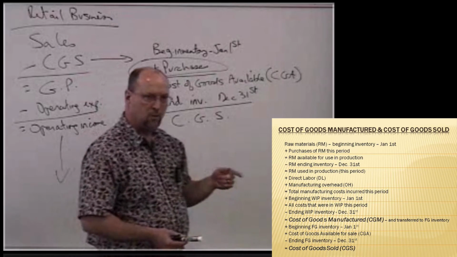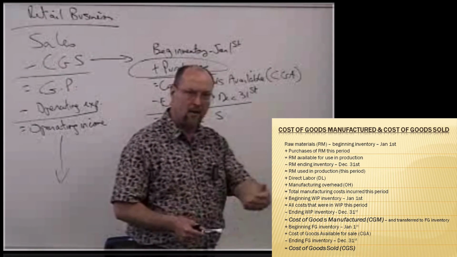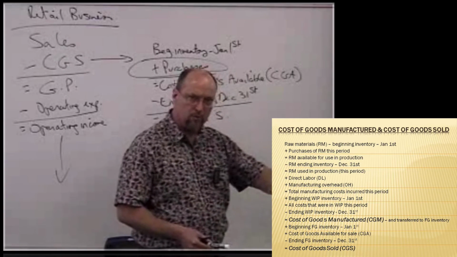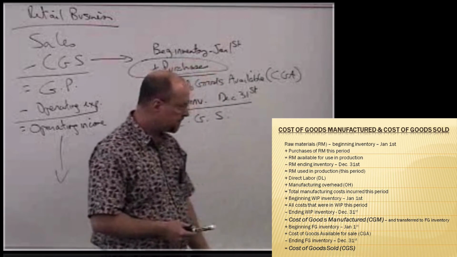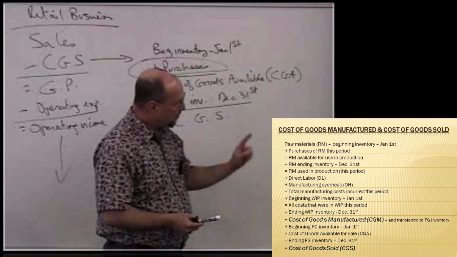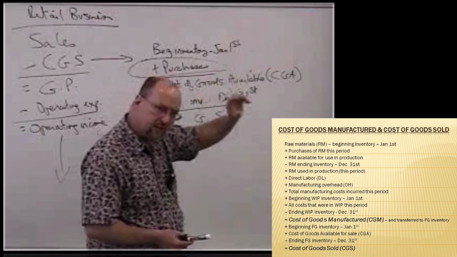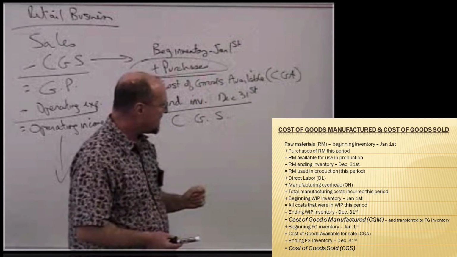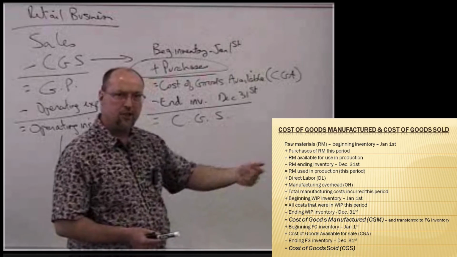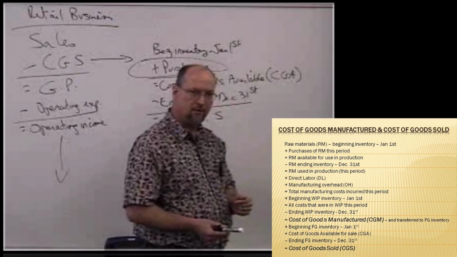In the next lecture, we're going to actually see the journal entries, how all these costs get captured in the accounting system and flow through the accounting process. But wait, there's more, as they say. We're at cost of goods manufactured. We've addressed the raw materials inventory. We've addressed the work in process inventory. Now we've got to add finished goods into the mix to ultimately come up with cost of goods sold.